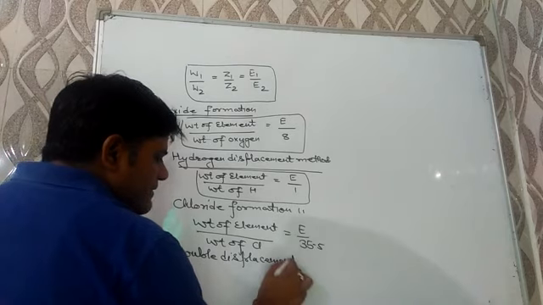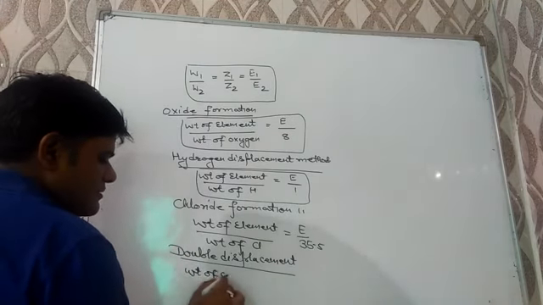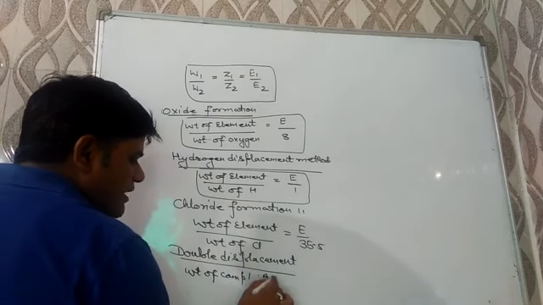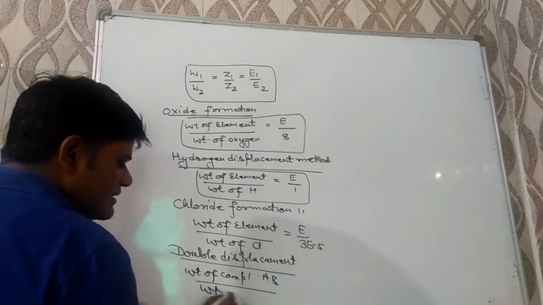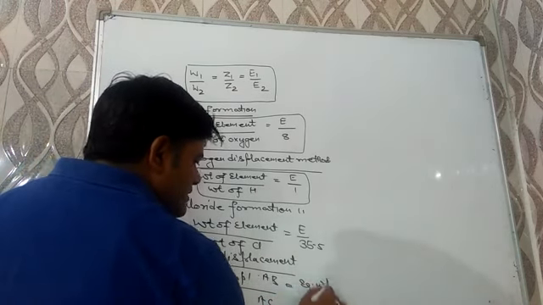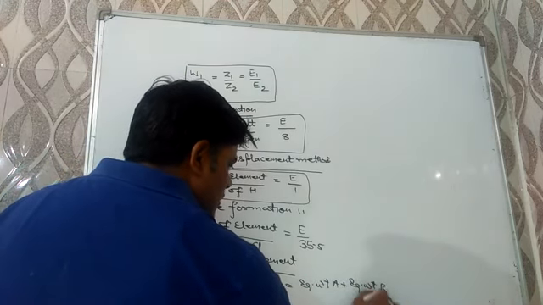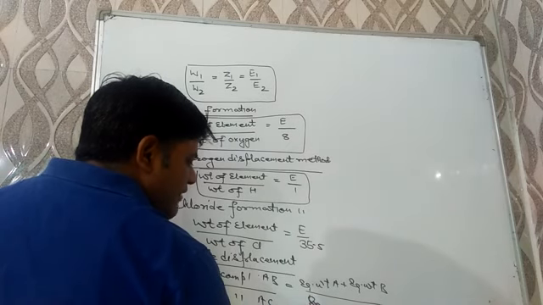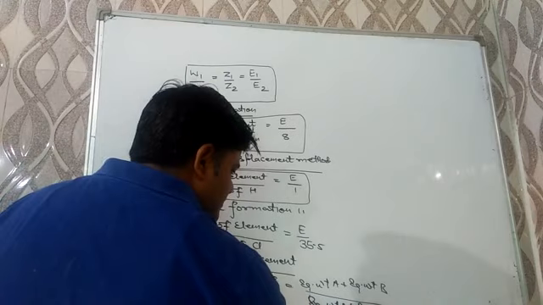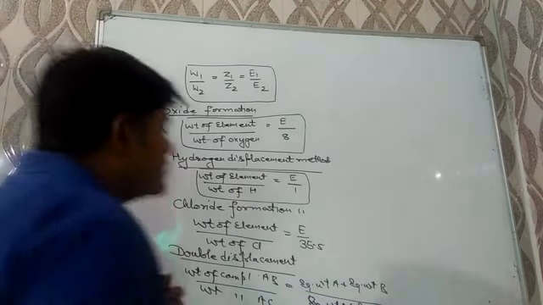Double displacement method. For it, weight of compound AB over weight of compound AC, that is equal to equivalent weight of A plus equivalent weight of B over equivalent weight of A plus equivalent weight of C. Now I am taking few numericals on it.